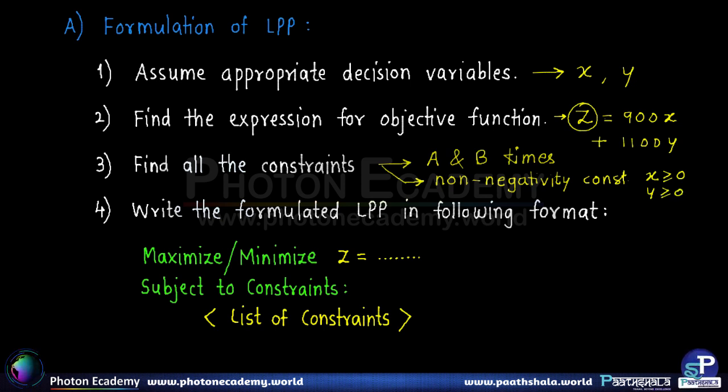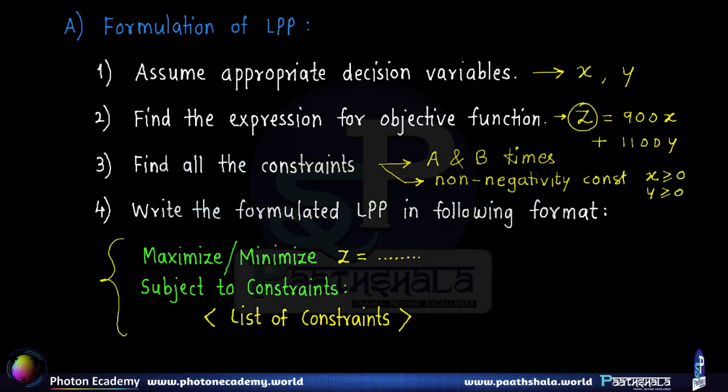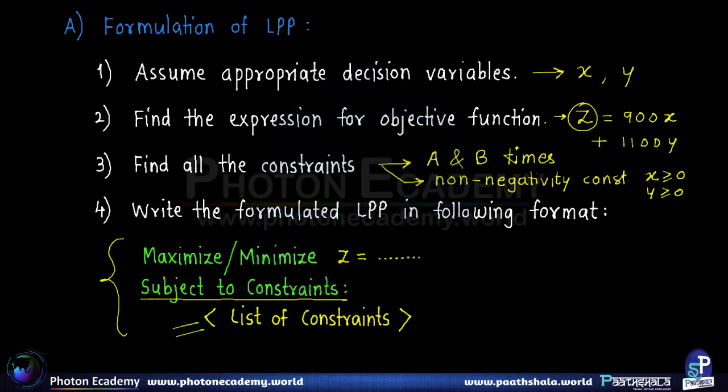Having done everything, finally we write the formulated LPP in this particular format. We start by saying either maximize or minimize based on what has been asked. Then we write the expression for the objective function, that is z. Then we say subject to constraints, and then we list down all the constraints that are applicable to the problem. Now let us go ahead and see the details.